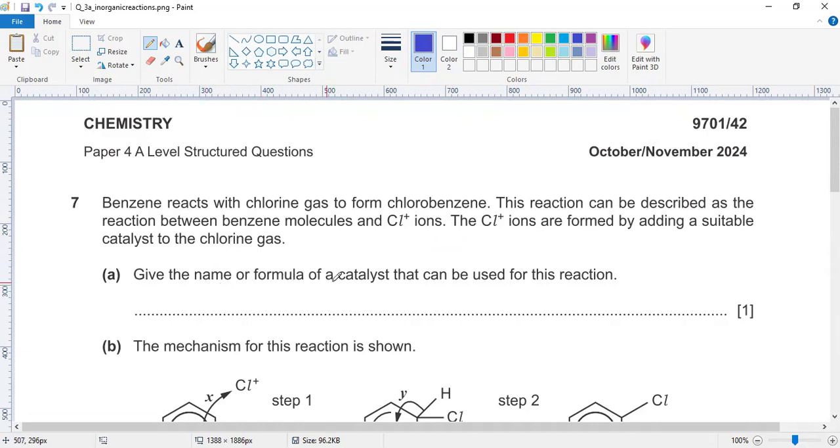Give the name or formula. It means you can write the name as well as the formula of a catalyst that can be used for this reaction. So the catalyst usually used in this reaction is aluminum chloride. So you have both options, whether you write down the name aluminum chloride or you can use the formula of aluminum chloride.